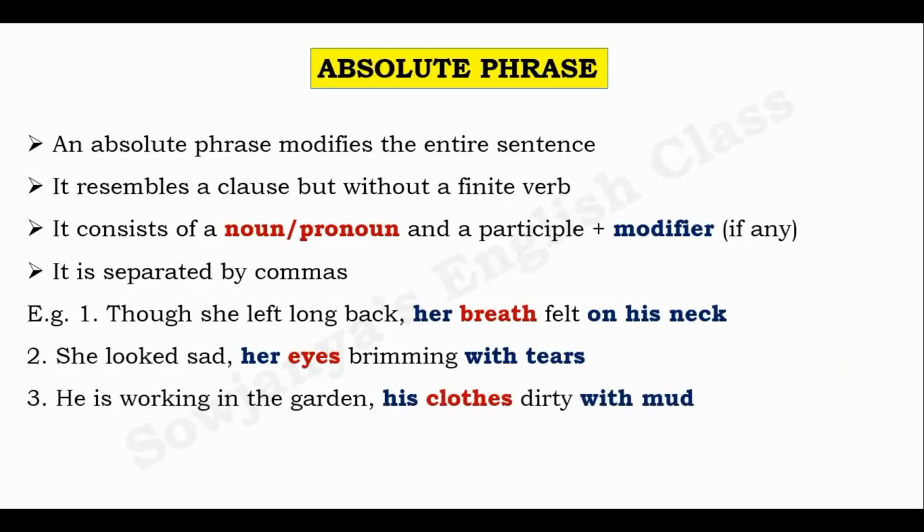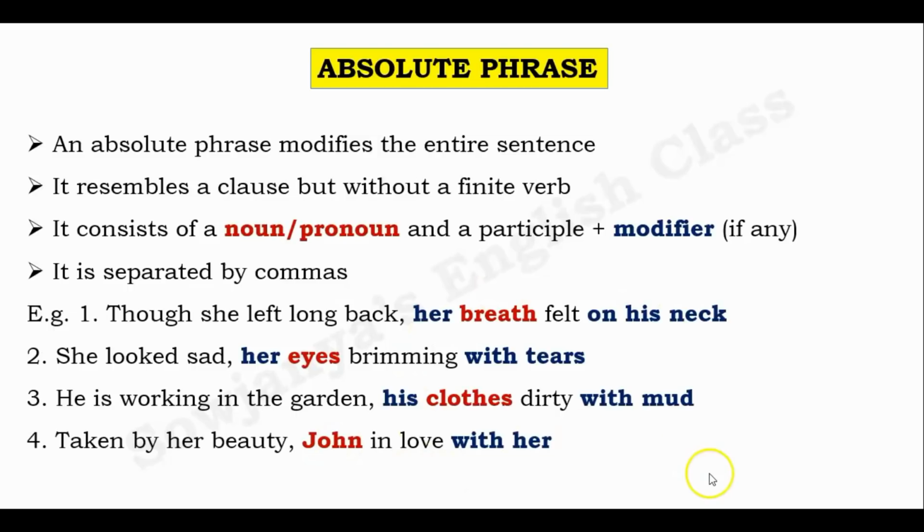He is working in the garden, his clothes dirty with mud. Okay, his clothes became or were. We did not mention any finite verb over here, but even then it is making complete sense. It is an absolute phrase. Taken by her beauty, John in love with her. To make it a clause, we have to write John fell in love. There is no finite verb as such over here. Even then, John in love with her makes sense to us even without the finite verb. It is not a clause, it is simply a phrase. It is called an absolute phrase.